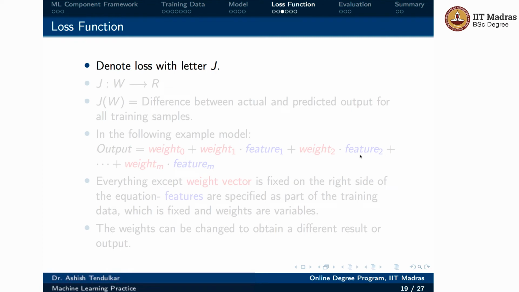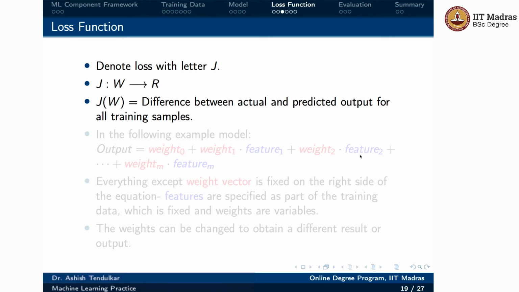So we will denote loss with letter J, and J is a function of weight. It provides a mapping between weights and the loss value. So loss is a real number. So J is a mapping from weight to a real number. And J of W is a difference between actual and predicted output for all training samples. The exact form of loss will differ from model to model, and we will study various loss functions in this course.